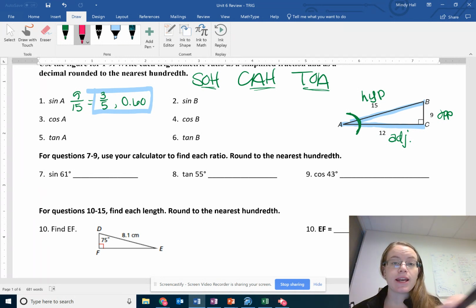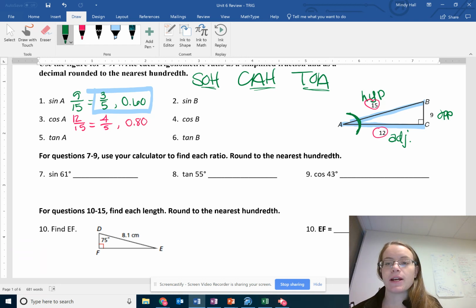So for cosine of A, it is adjacent over hypotenuse. So it is 12 over 15. And 12 over 15 can also be simplified because they can both be divided by 3. So 12 becomes 4 and 15 becomes 5. And 4 over 5 as a decimal is 0.8.